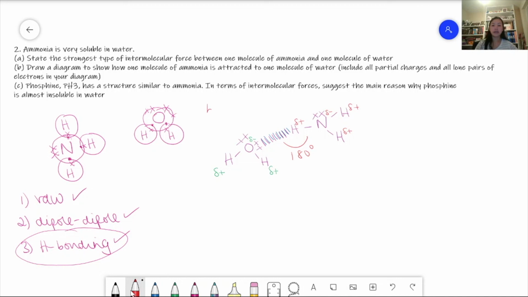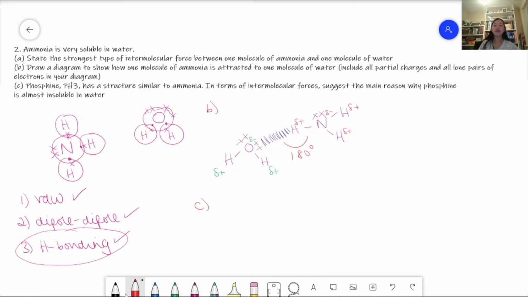So that's for B. So for C, phosphine has a structure similar to ammonia in terms of intermolecular forces, suggest the main reason why phosphine is almost insoluble in water. So with ammonia, the lone pair on the nitrogen can form hydrogen bonds with the hydrogen of water. And so hydrogen bonds form, which makes it soluble.